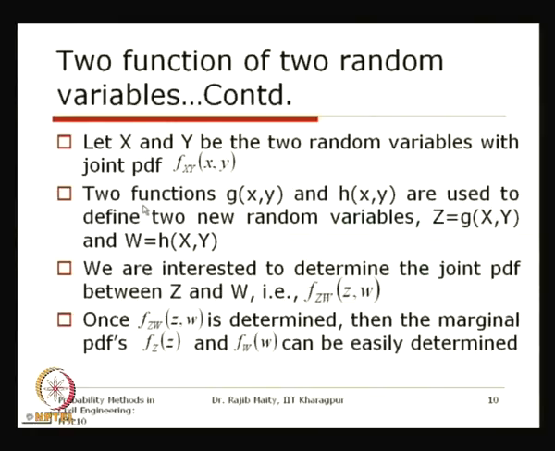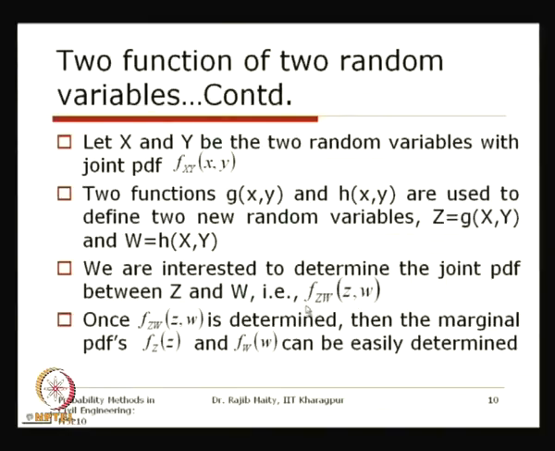Now, there are two functions, g(x,y) and h(x,y), used to define new random variables. These functions are also random variables. Suppose we denote g(x,y) as Z and h(x,y) as W. What we are interested in is to determine the joint density, the joint PDF of Z and W, that is f_ZW(z,w), expressed in terms of their lowercase letters.